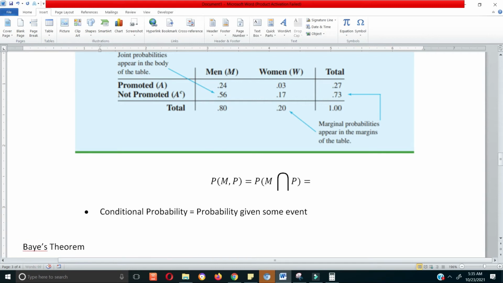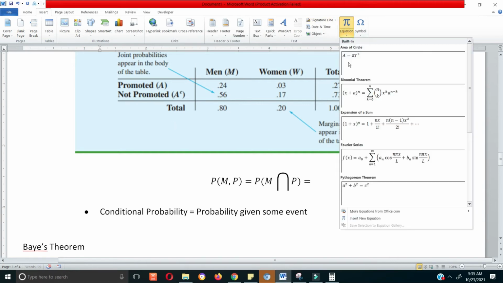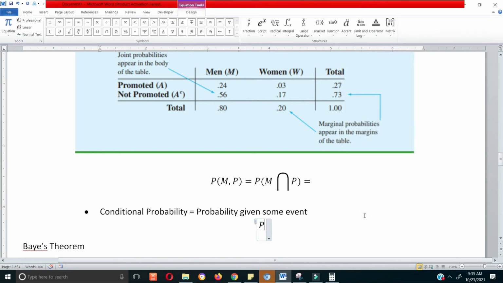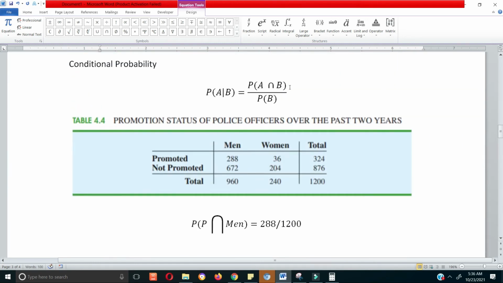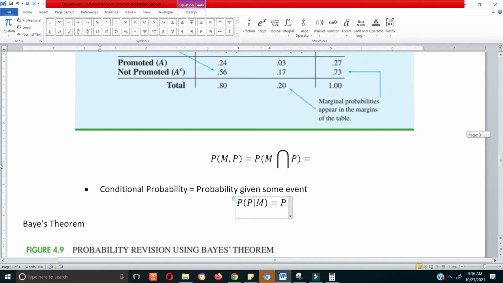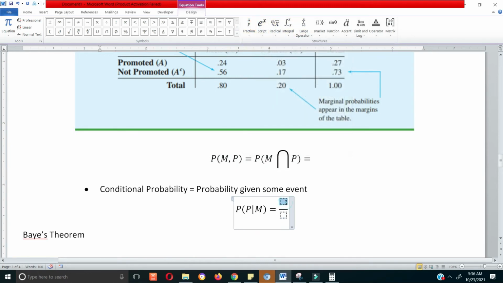So what is the probability that one is promoted given they are men? It's going to be the probability that one is first of all a man and is promoted. Oh, sorry. It's going to be the probability that one is a man and is promoted.